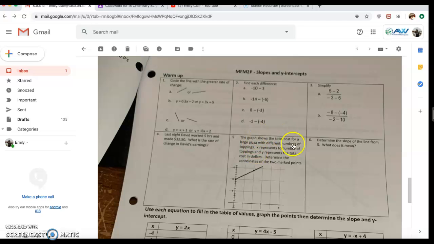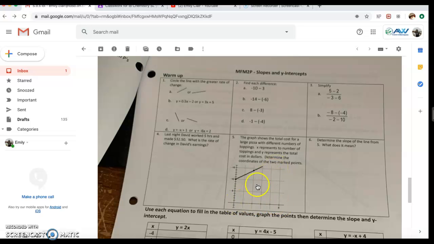The graph here shows the total cost for a large pizza with different numbers of toppings. X represents the number of toppings, and Y represents the total cost in dollars. Determine the coordinates of the two marked points.